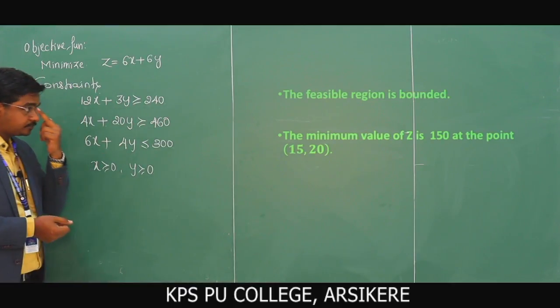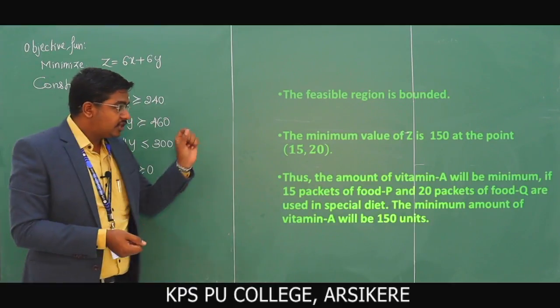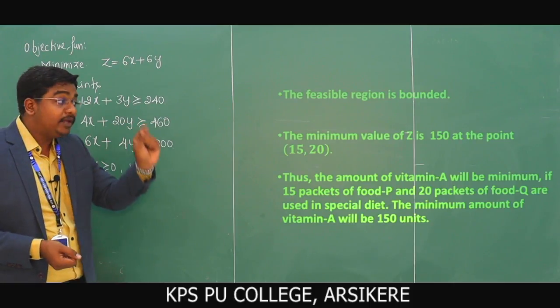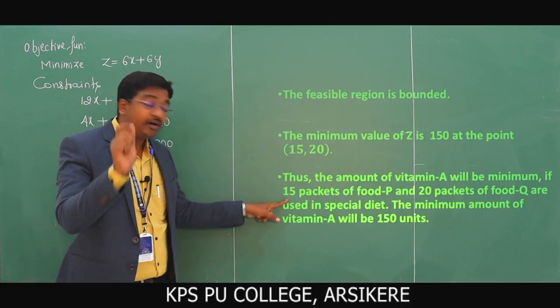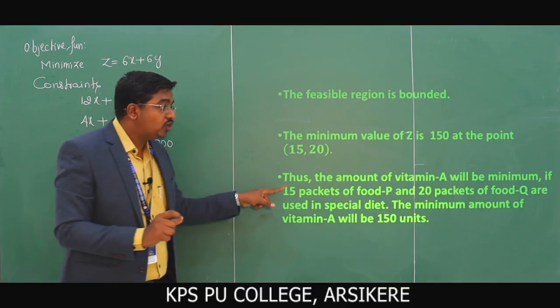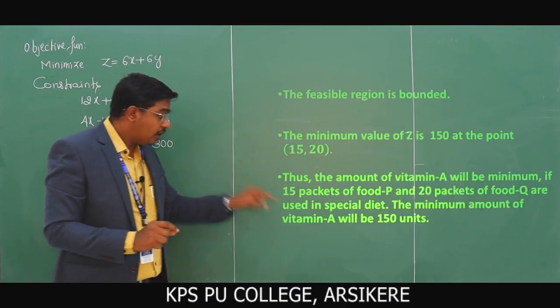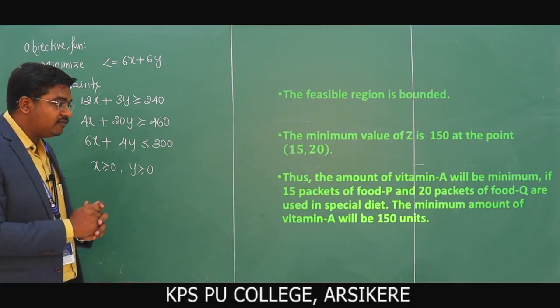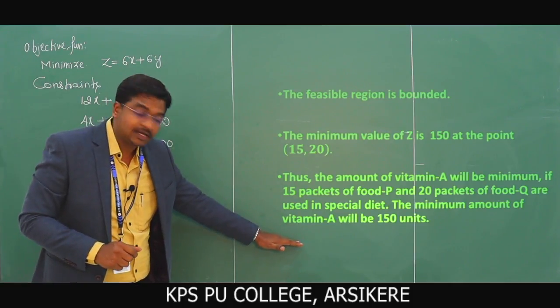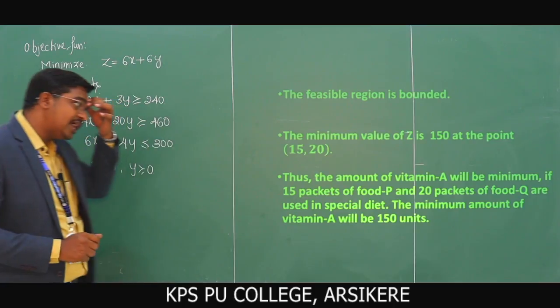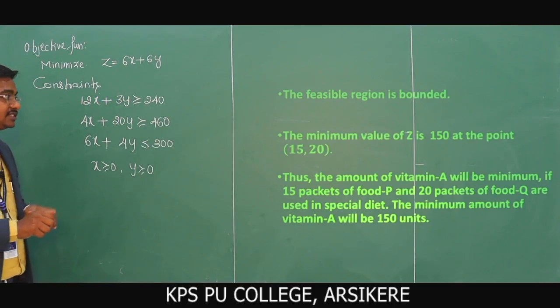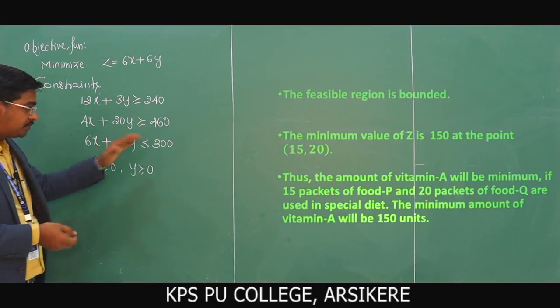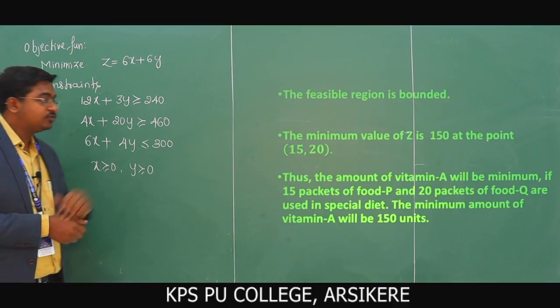Thus the amount of vitamin A will be minimum if 15 packets of food P and 20 packets of food Q are used in the special diet. The minimum amount of vitamin A will be 150 units. Clear? The minimum amount of vitamin A will be 150 units. This is example 9. So this problem is very important. Let's move on to the next problem.